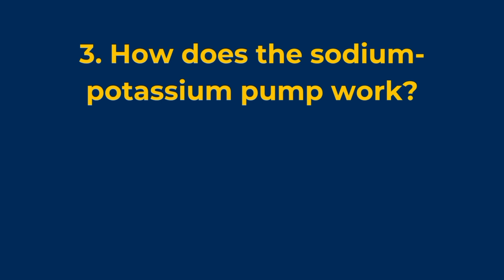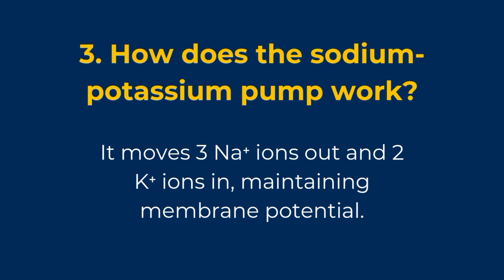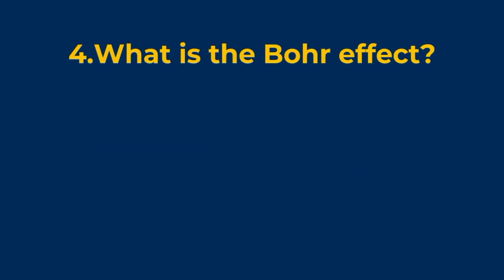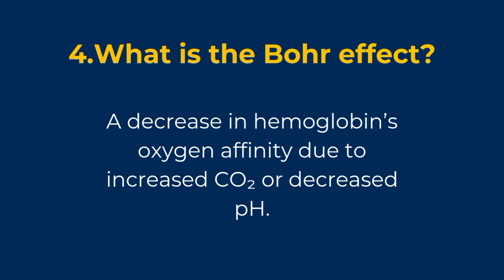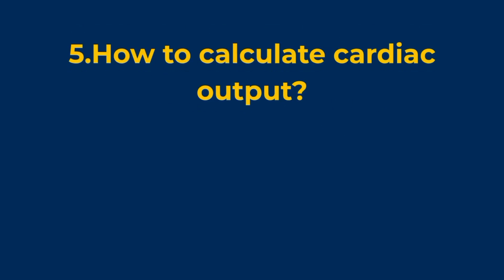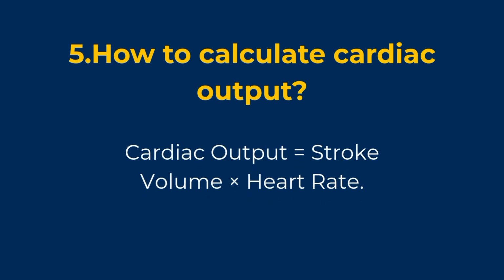3. How does the sodium-potassium pump work? It moves 3 Na ions out and 2 K ions in, maintaining membrane potential. 4. What is the Bohr effect? A decrease in hemoglobin's oxygen affinity due to increased carbon dioxide or decreased pH. 5. How to calculate cardiac output? Cardiac output equals stroke volume times heart rate.